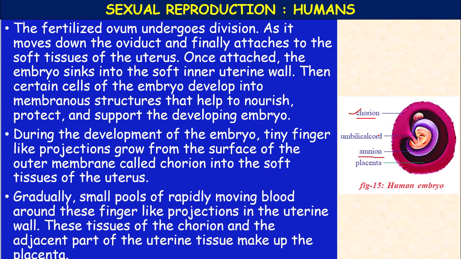Small pools of rapidly moving blood surround these projections in the uterine wall, and together with the adjacent part they make up another structure called the placenta. The placenta lies between the embryo and the uterine wall, bringing fetal blood vessels very close to the maternal, that is uterine, blood vessels, to allow the exchange of material between the mother and the developing embryo.